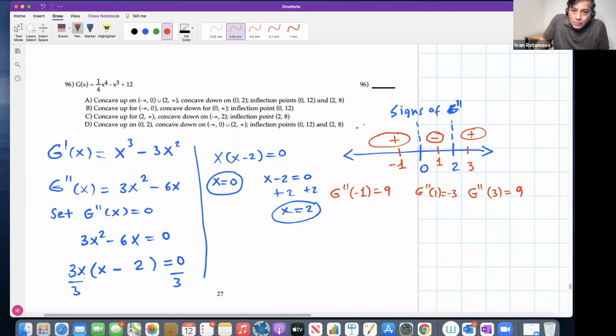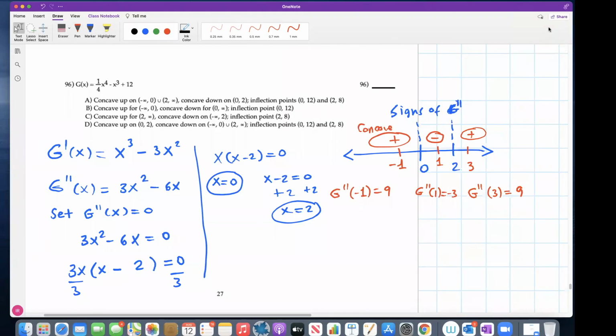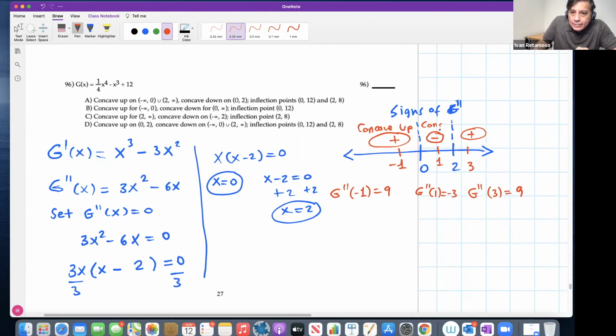So this means this is concave up here, concave down here, and concave up here. Now, there is a difference of concavity here, from concave up to concave down, at 0. Again, a difference of concavity here at 2, from concave down to concave up.